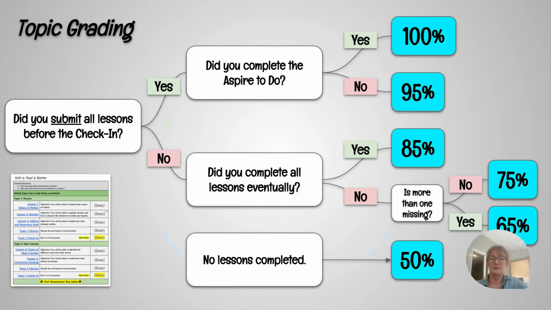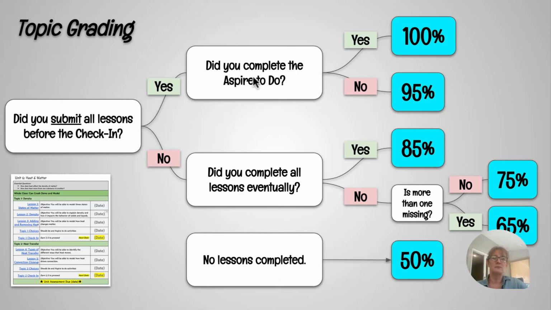Okay, so we've got a little flow chart here. Thinking about the lessons within a topic, ask yourself, did you submit all the lessons before the check-in? So before that hard date. If the answer is yes, then the next question to ask yourself is, did you complete the Aspire to Do in addition to the lessons? And if the answer to that is also yes, then that puts you in that 100% category. So that's exemplary work. You did everything on time and you did the Aspire to Do.